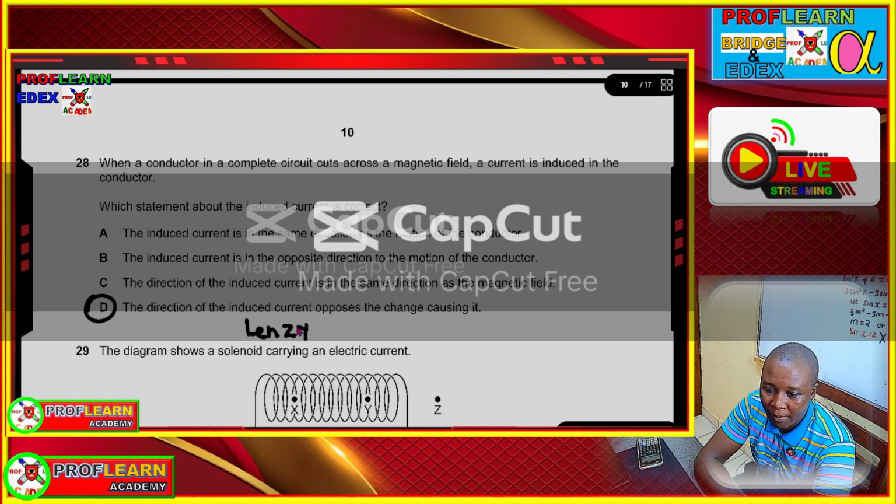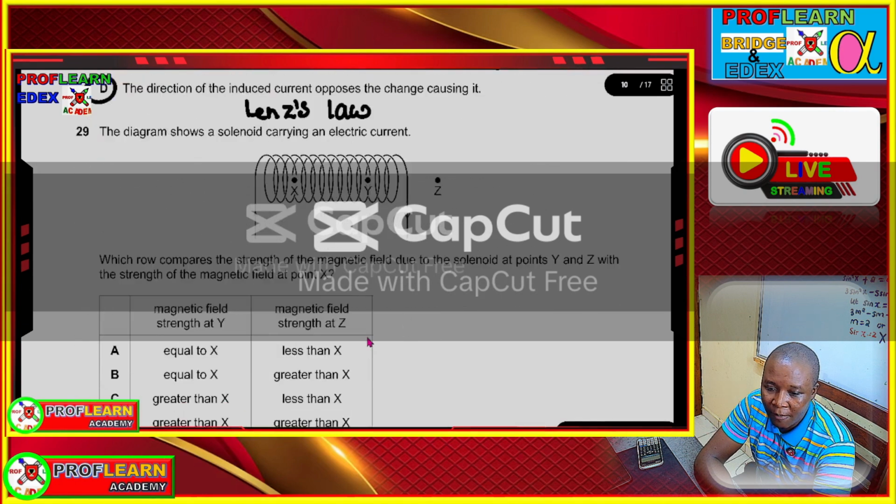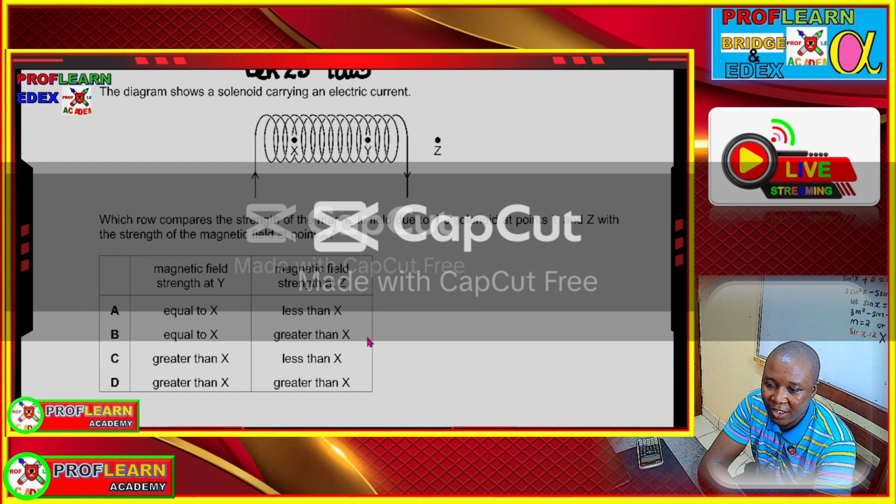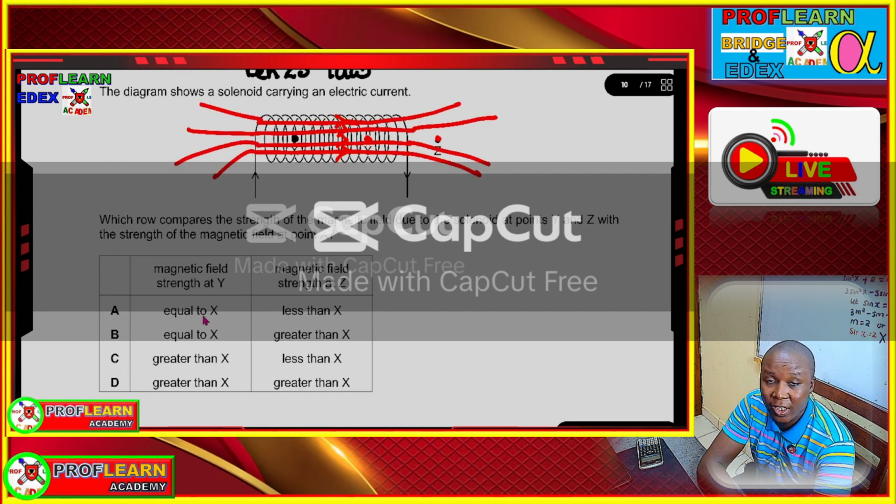Moving to question number 29, we are going to assess the magnetic fields inside. Inside, points X and Y have the same magnetic fields, but outside here we have a weaker magnetic field, because the magnetic fields in this case are going to look like that. And then the best answer is what? A.